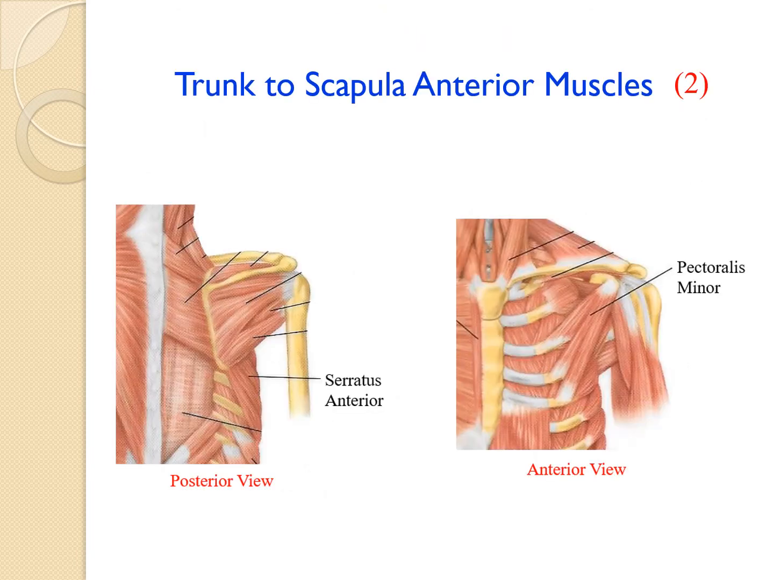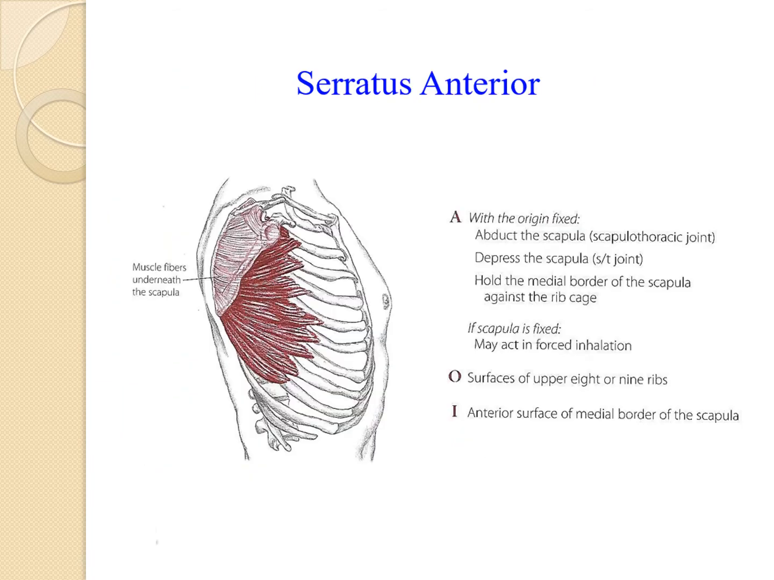The two anterior muscles which attach from the trunk of the body to the scapula are shown here. The serratus anterior primarily acts to abduct the scapula or move it away from the spine. Its origin is the upper 8 or 9 ribs, and its insertion is the front side of the medial border of the scapula.